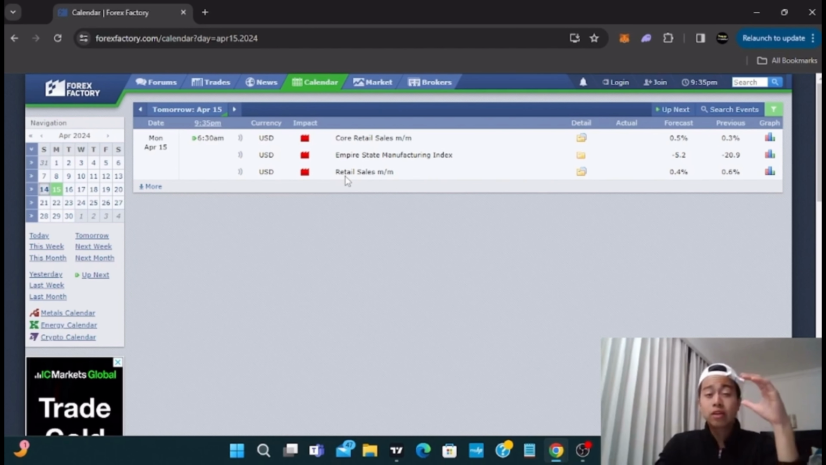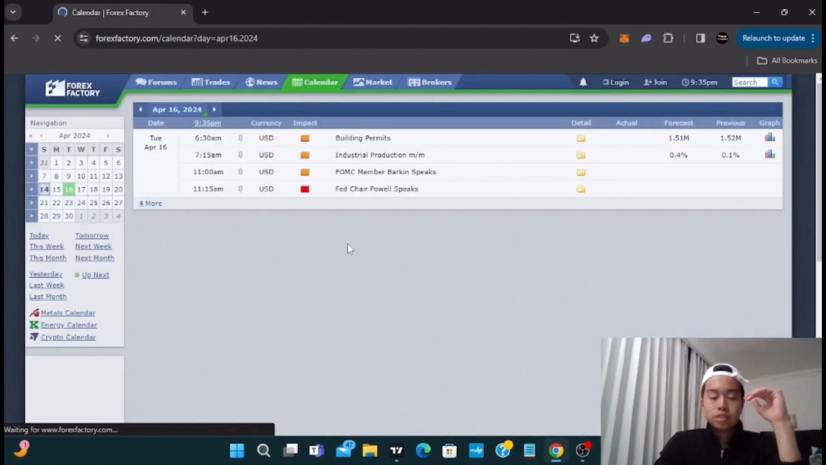Now let's go over the economic news for this upcoming trading week, the week of the 14th of April. As we can see on Monday, although there's red high impact news, these types of news don't impact the markets as much, so we don't have to worry about it. So Monday is a green light to trade.